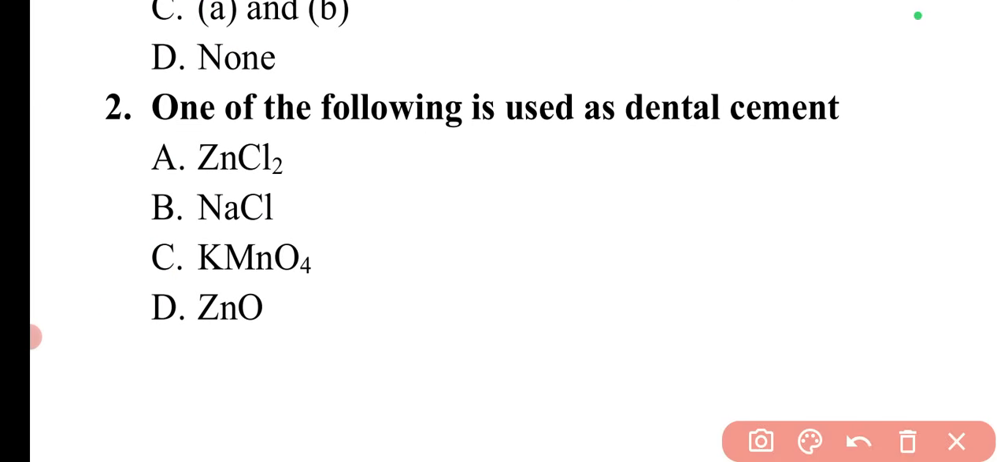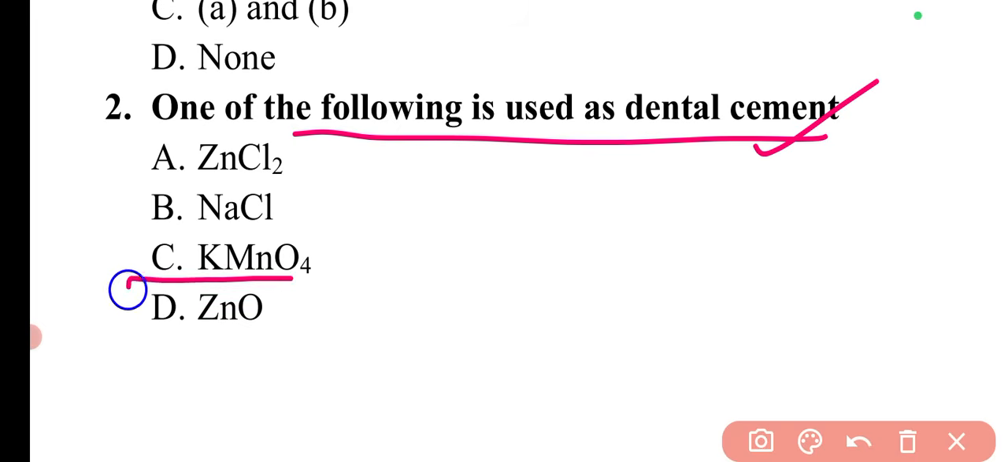Then next question is, which one of the following is used as dental cement? So which of the following is used as dental cement? The compound which is used as dental cement is zinc oxide. So here option D will be the correct answer.